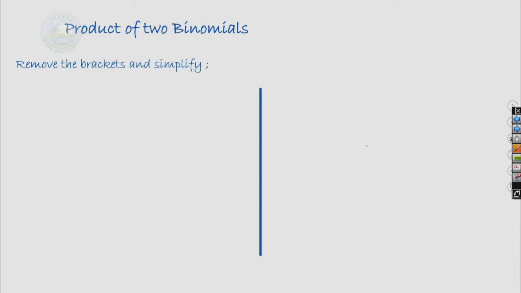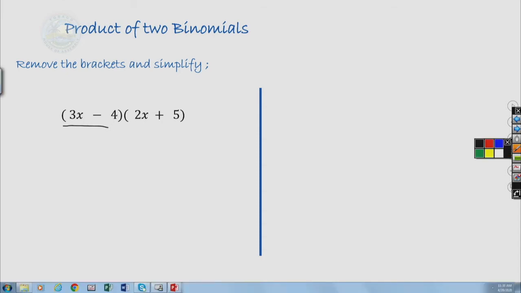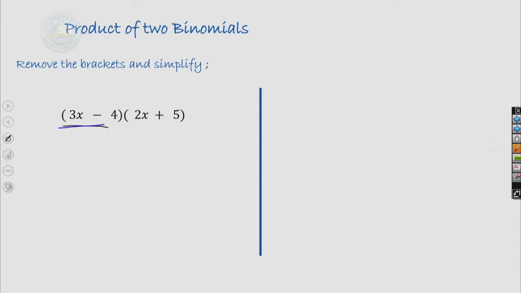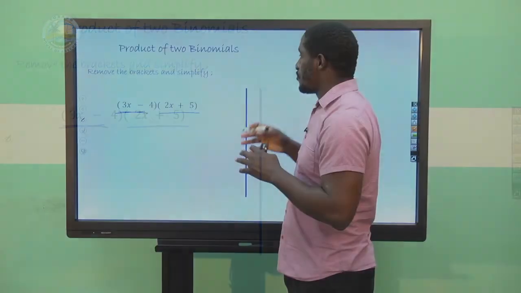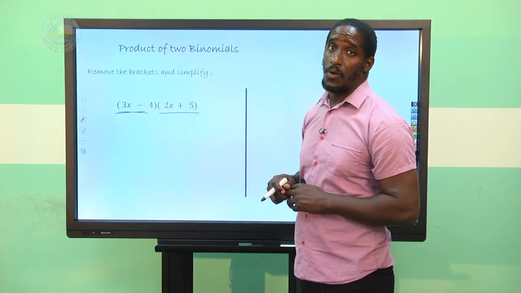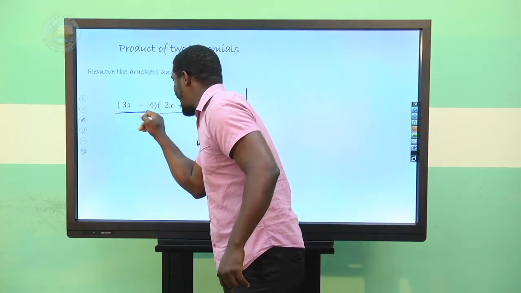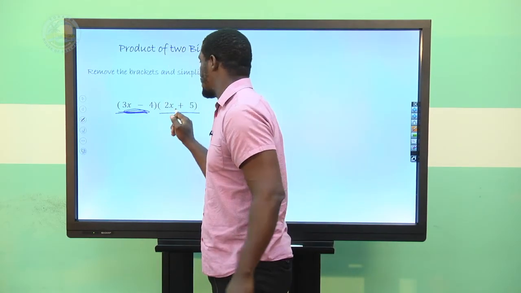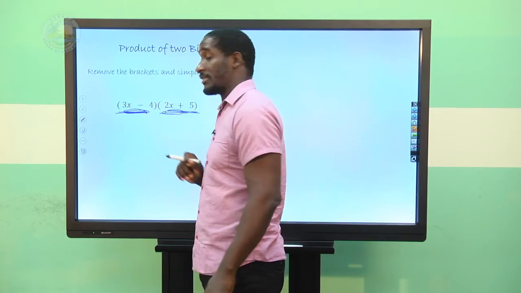Remove the brackets and simplify. We're removing the brackets and simplifying. 3x minus 4. This is one binomial here, and we want to multiply this binomial by this binomial. How do we do it? There are two approaches that I would like to share with you. The first approach is to utilize the concept that we learned from before. Now here, everything inside of this bracket has to be multiplied by everything that is in this bracket.